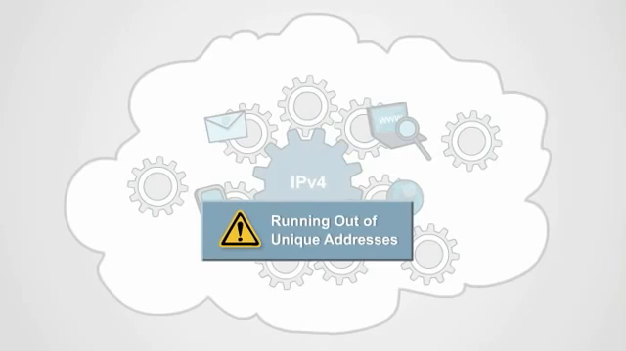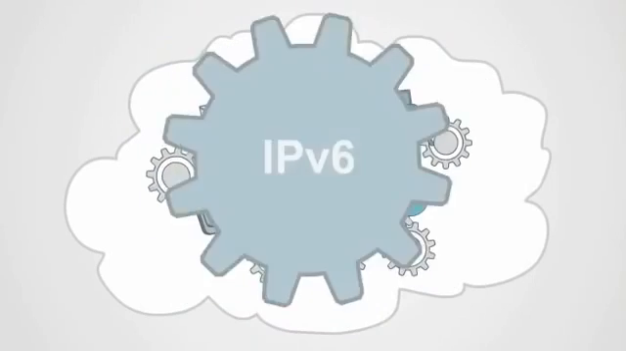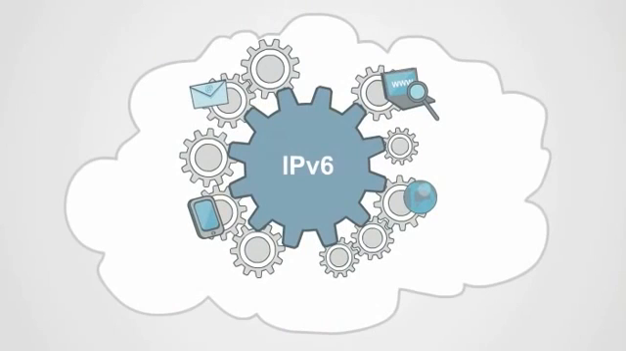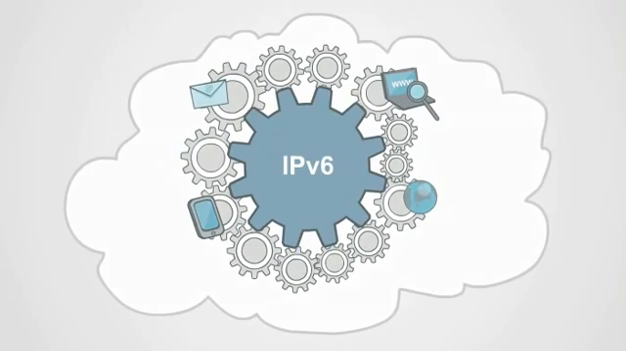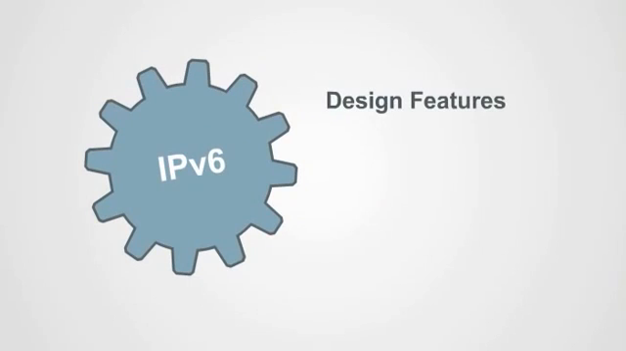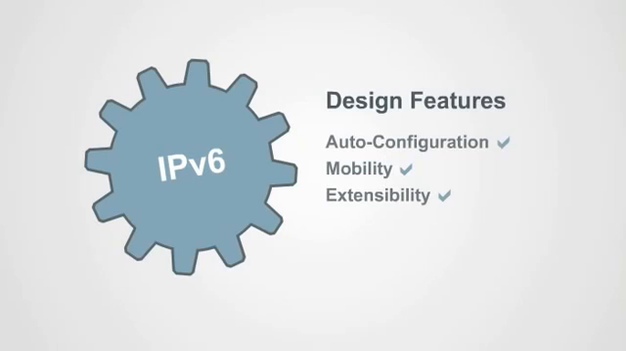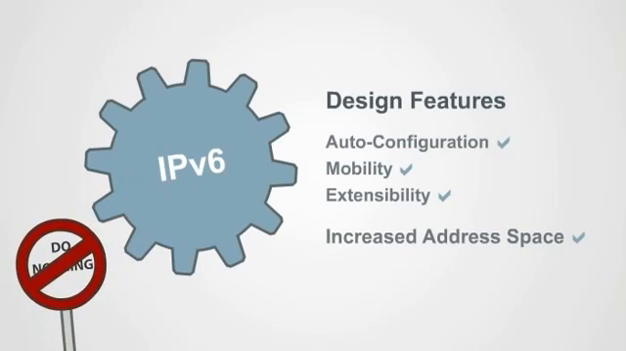To overcome the exhaustion of IPv4 addresses, the Internet Protocol version 6, IPv6, has been developed, with enough addressing capability to allow the foreseeable future growth of the Internet. IPv6 has several design features that set it apart from IPv4, particularly in the areas of auto-configuration, mobility, and extensibility. However, the main benefit of IPv6 is increased address space. IPv6 affects every network, so there is no do-nothing option.